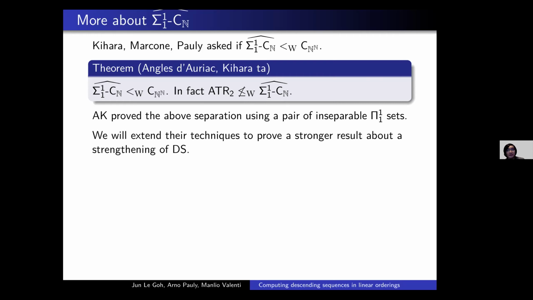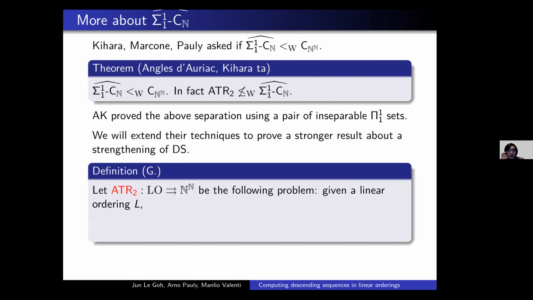But before that, I need to define a whole bunch of things. First of all, I should tell you what ATR2 is. ATR2 is the following problem. It's a two-sided version of a problem that in some sense corresponds to ATR in reverse math.